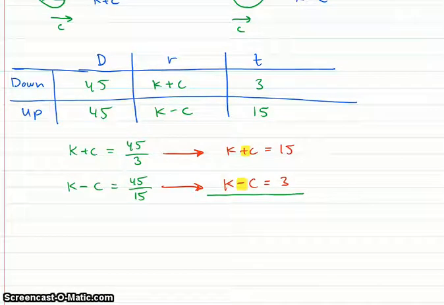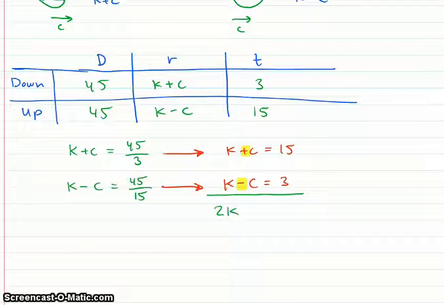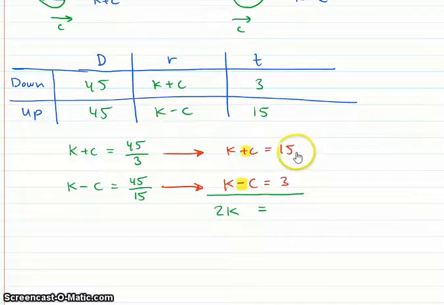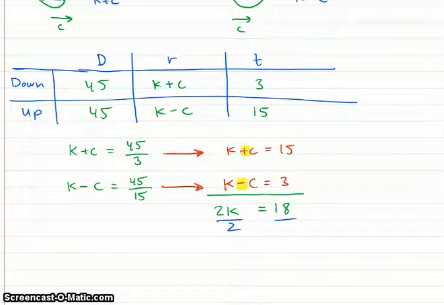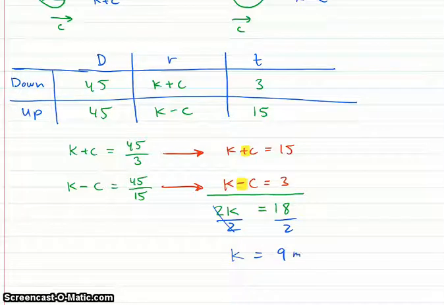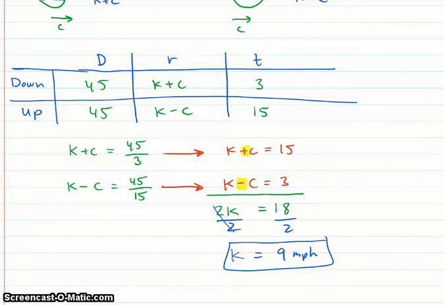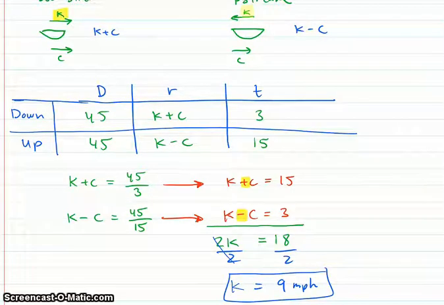If we add, we get K plus K gives us 2K, and C minus C cancels out, is equal to 15 plus 3 is 18. We can then solve for K by dividing by 2. We get K is equal to 9 miles per hour. What does K represent? K represents the speed of the kayak in still water. And again, C represents the current.